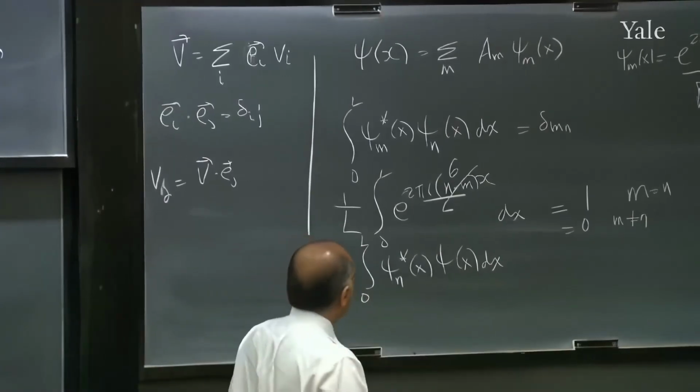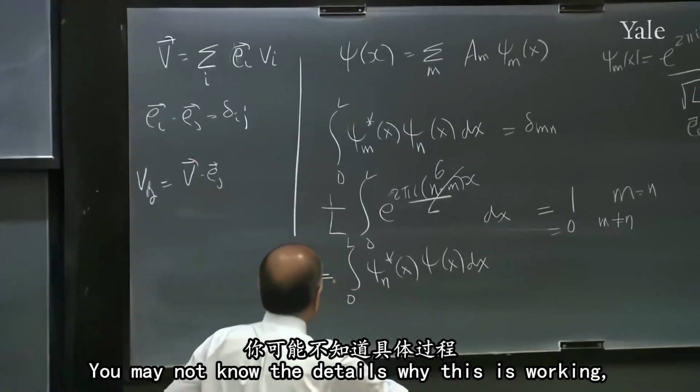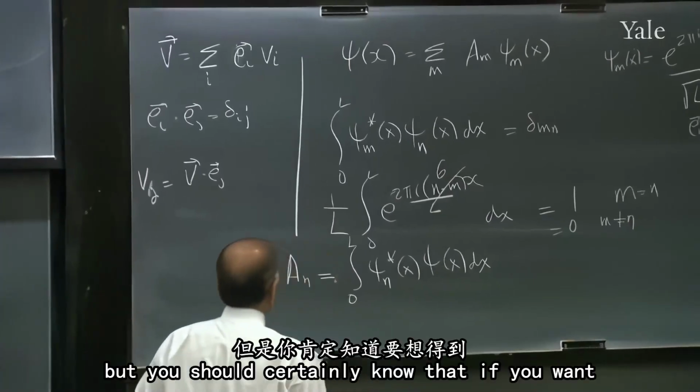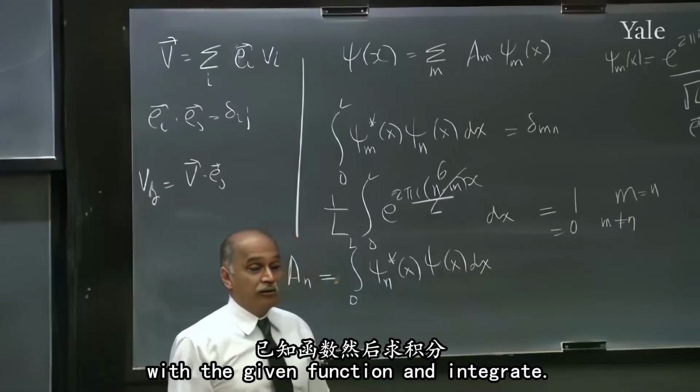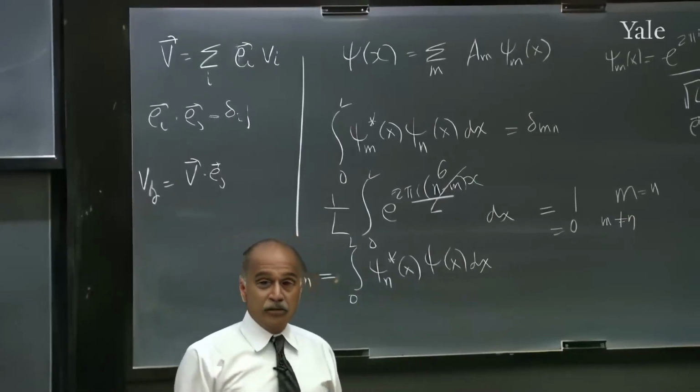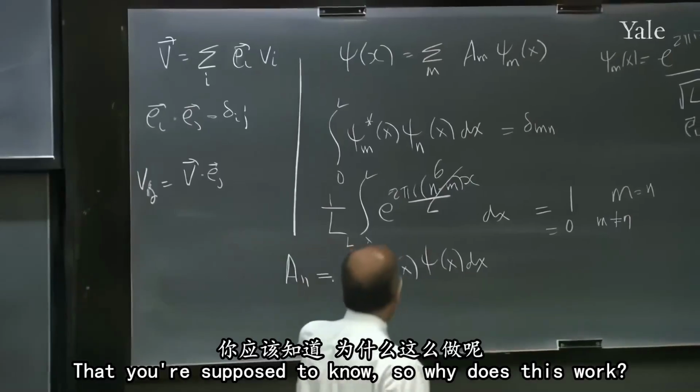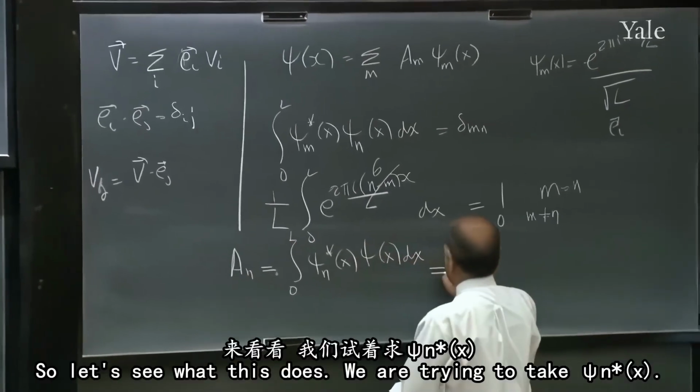You may not know the details why this is working, but you should certainly know that if you want coefficient number 13, you've got to take psi 13 star and multiply with the given function and integrate. That you're supposed to know. So why does this work? So let's see what this does.